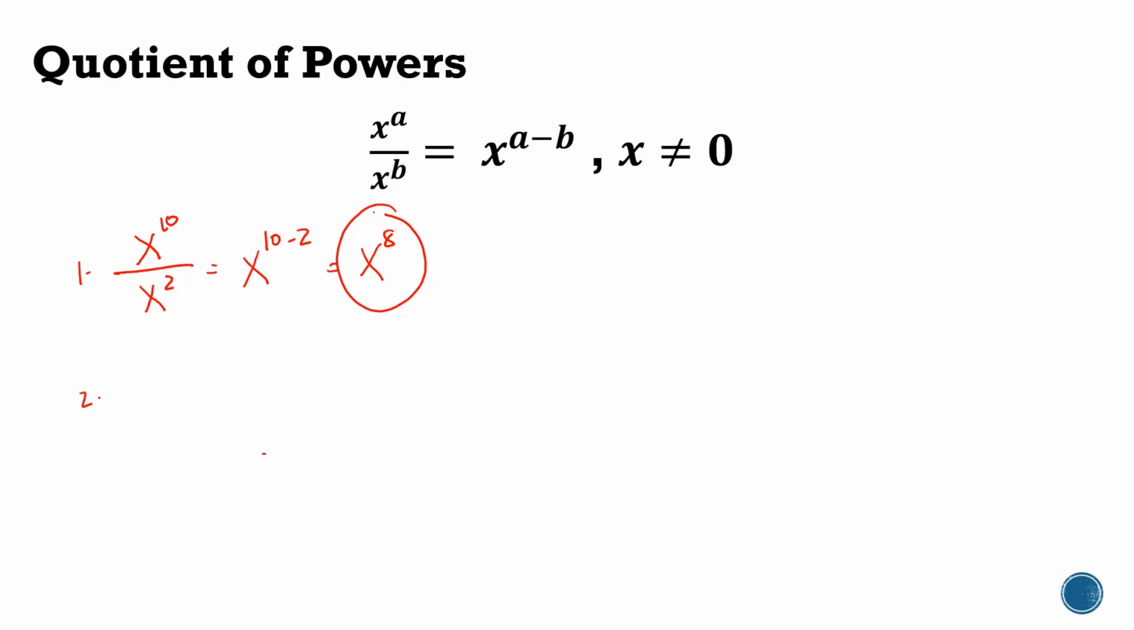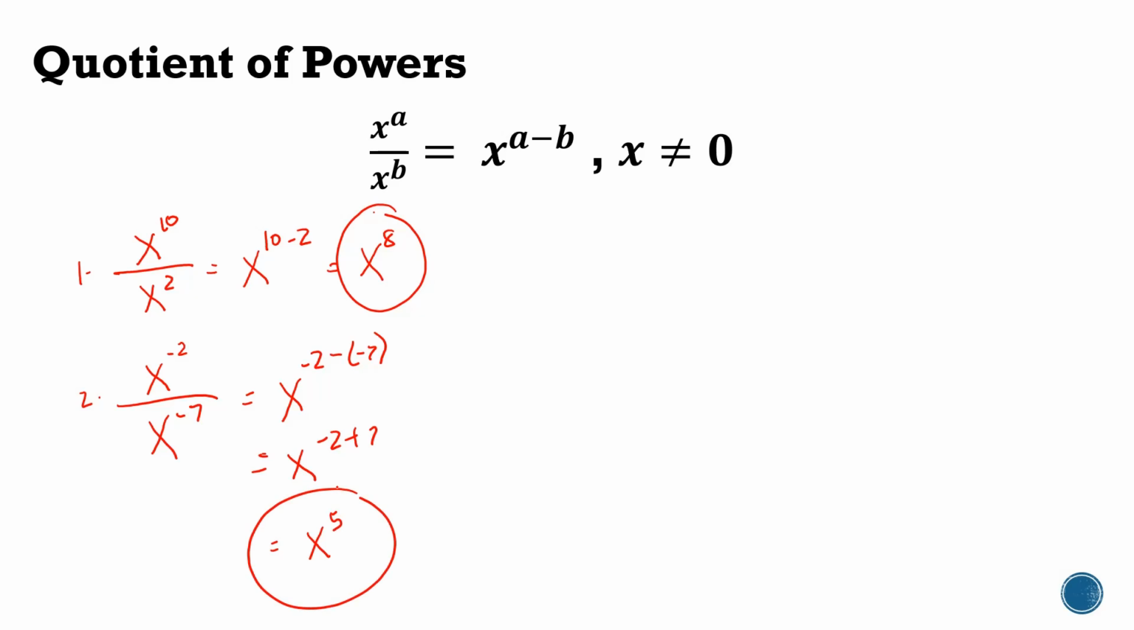Number 2, if we have negative integers or negative exponents, so let's see, x raised to negative 2 over x raised to negative 7. This is going to be x raised to negative 2 minus negative 7, and that is equal to x raised to negative 2 plus 7, which is equal to x raised to 5. Okay, negative 2 minus negative 7 is plus 7. Negative times negative is positive. And then another possibility is if we have more than one variable.